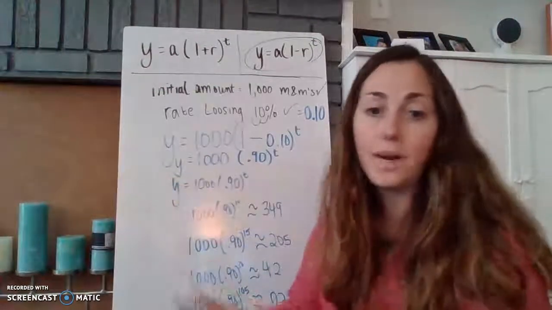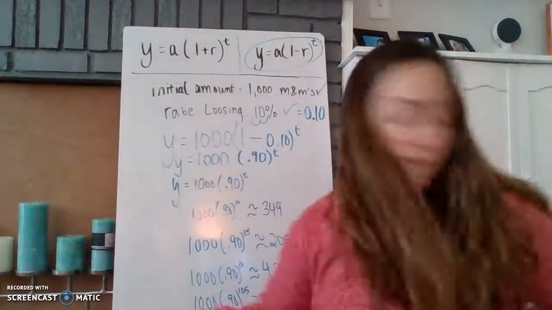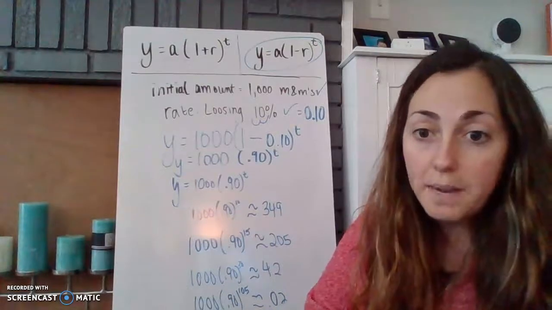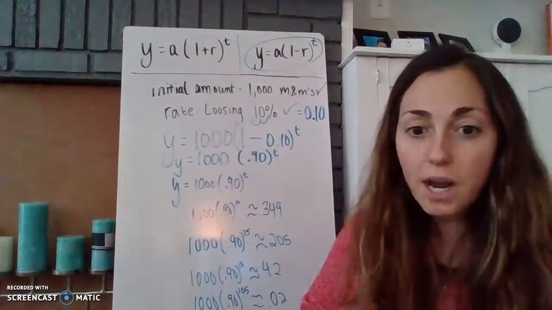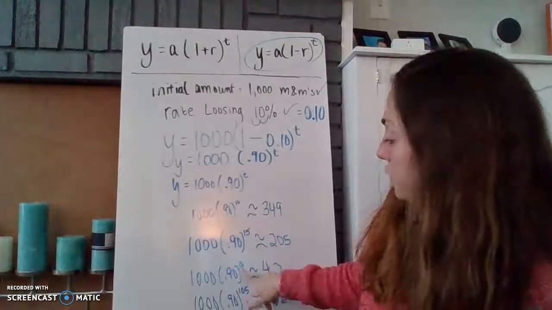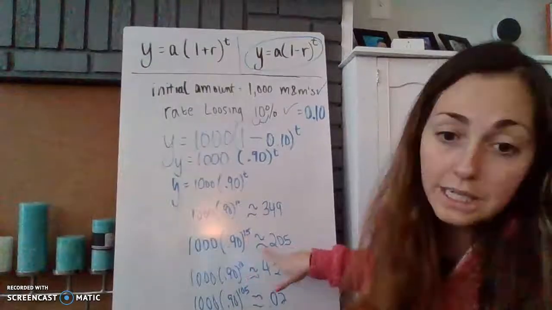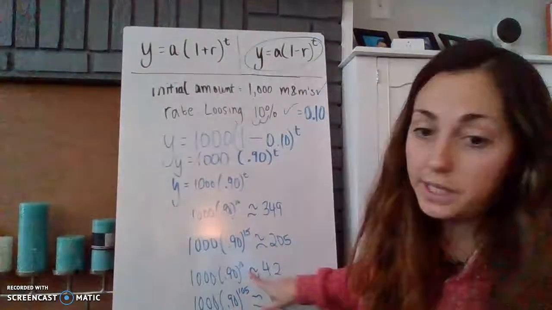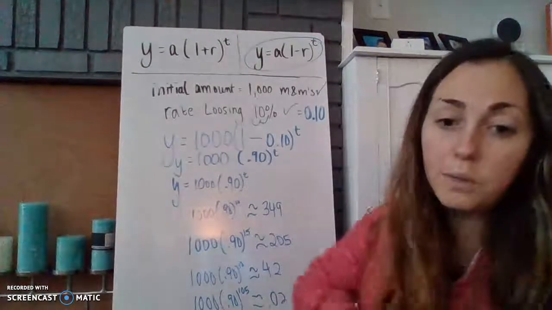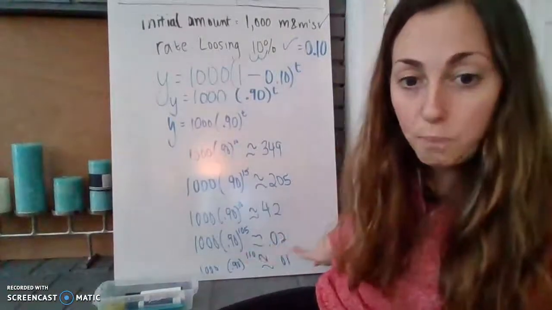And then the question could differ, right? I could say, well, what's going to happen in 10 days? So that would be this. In 10 days, there's going to be 349 M&Ms left. And then I tried to pick different amounts, like trying to get down to 0. So I started with 15, 30, and then I'm just using my calculator, plugging it in, getting different values. After 15 days, there's 205. After 30 days, there's 42 M&Ms left. After 105, there's 0.02. After 110, there's 0.01.